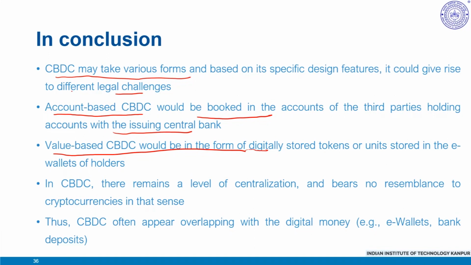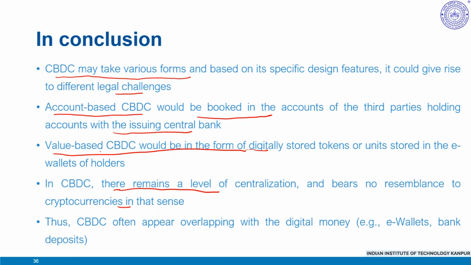In any event, it seems that the main difference between CBDC and other cryptocurrencies is that in the former, that is the CBDC as the name suggests, there remains a level of centralization and less resemblance to cryptocurrencies in that sense. In account-based CBDC, both the legs of creation and settlement are centralized, while in value-based CBDC, only the creation and destruction of money is centralized, and the transaction settlement would be decentralized.